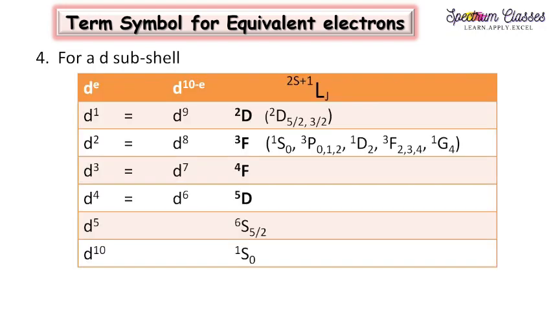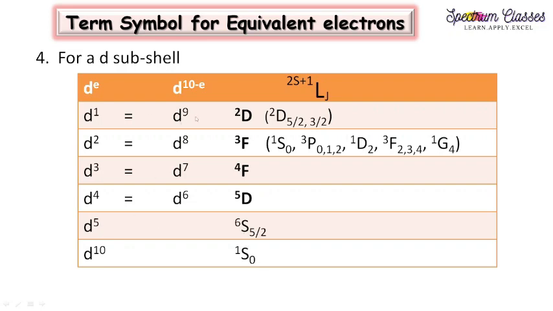So for the d subshell, we are having d1 equal to d9, d2 equal to d8, d3 equal to d7, and d4 equal to d6. Now coming to the half-filled d5 and the fully filled d10. For d10, what will be the term symbol? 1S0. For d5, it is 5 plus 1, 6, 6S5/2. This is the example of manganese, and d10 is the example of zinc, 30.